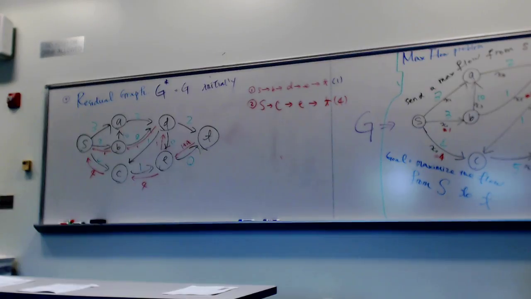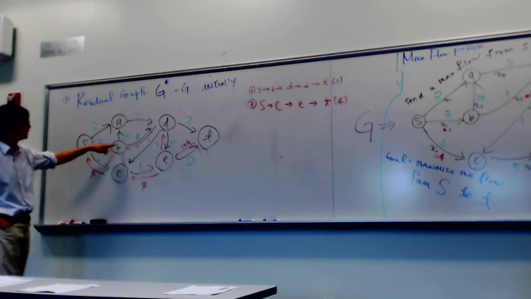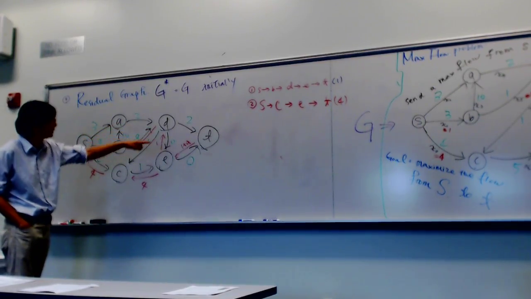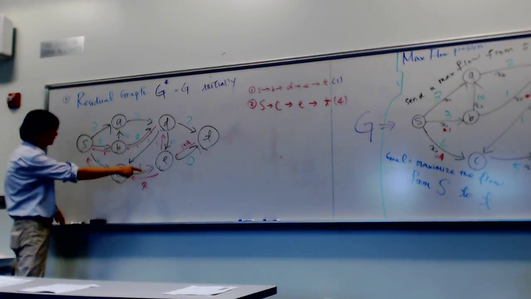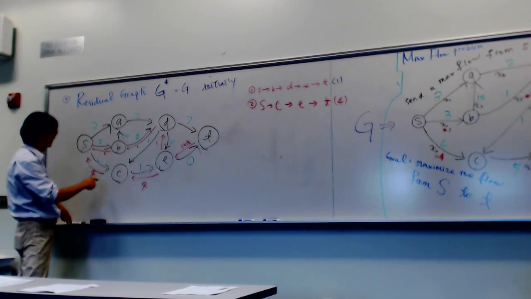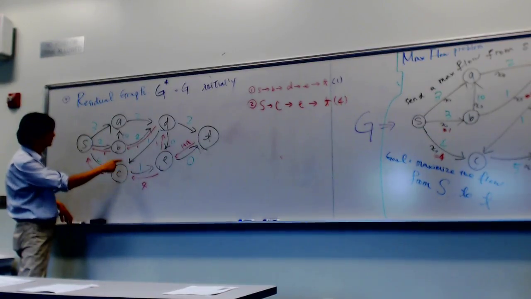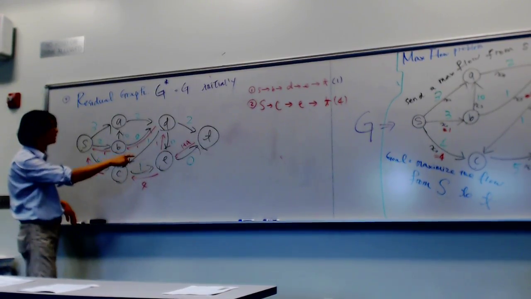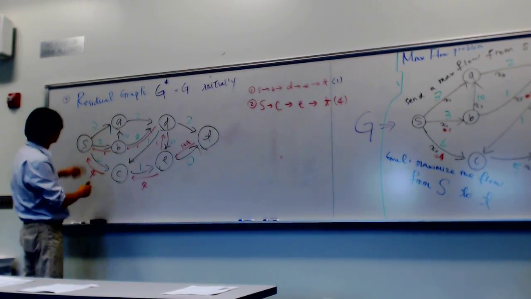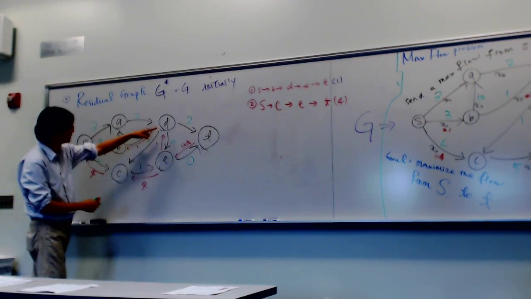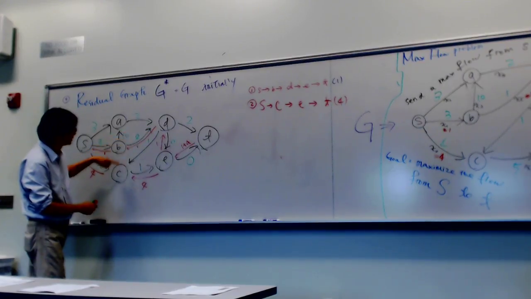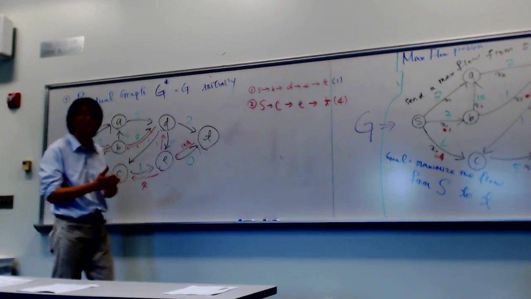What else do you want to try? B-A-D-T. Okay. I was thinking about maybe something along the red edges, actually. But there's really nothing you can do. S-B-D, and then you go back to C. Oh, that's nice. Okay. Great.